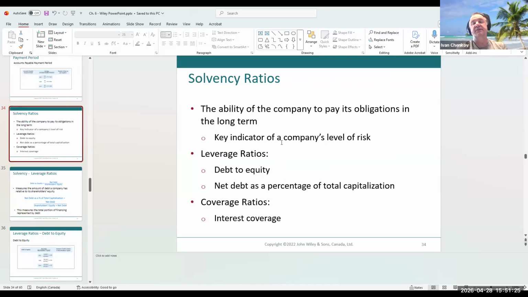Solvency ratio. Solvency ratio, again, is going to give us an idea: does this company have the ability to pay its obligations in the long term? Those are the indicators of the company's level of risk. Here we're going to have a leverage ratio. Leverage ratio will be simply debt to equity and net debt as a percentage of the total capitalization. We're going to talk about capitalization in a second using the Excel spreadsheet so you can understand it. And the next one will be the interest coverage ratio.